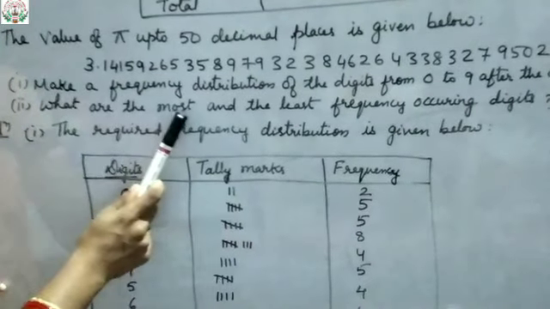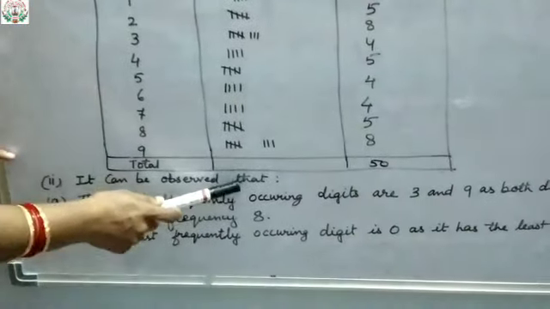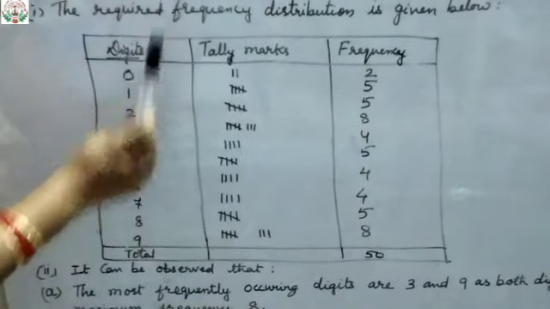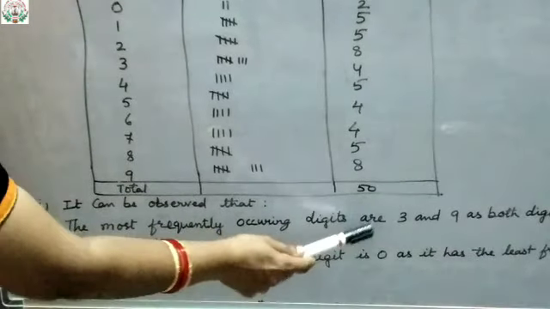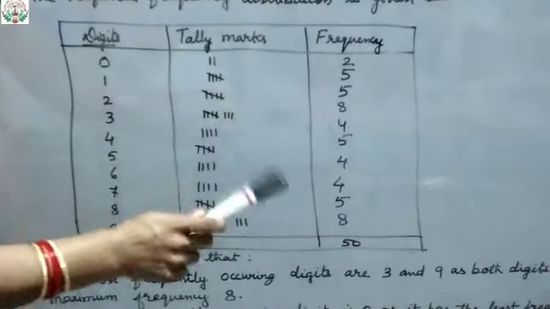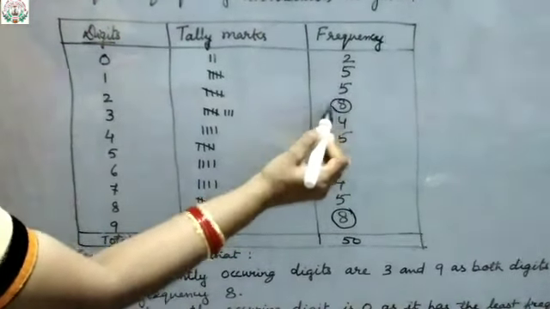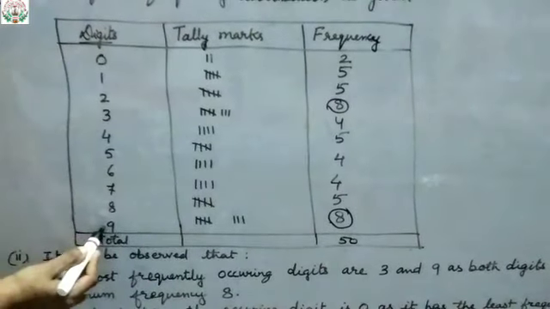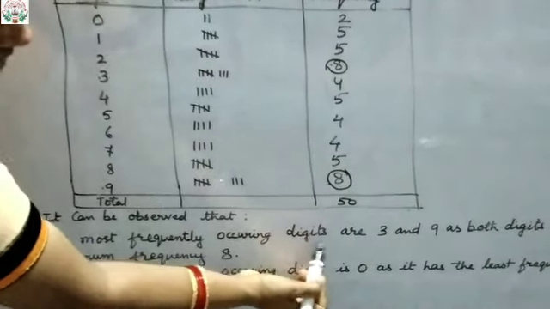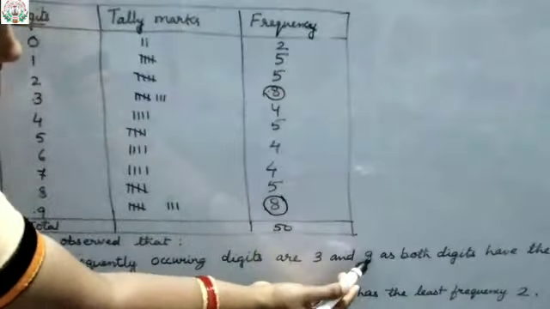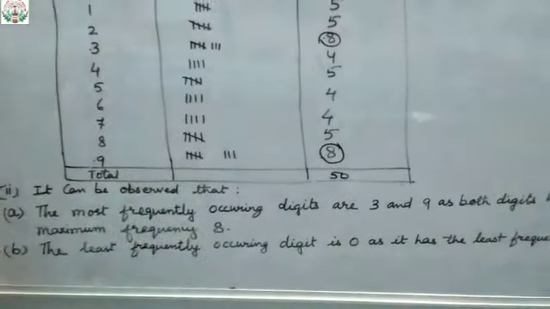Then what are the most and the least frequency occurring digits? Second part, it can be observed that the most frequently occurring digits are, here you can see the frequency whose it is highest. So we can see here this is the highest one and this is the highest. So this is number 9 and this is number 3. So the most frequently occurring digits are 3 and 9, as both digits have the maximum frequency of 8.